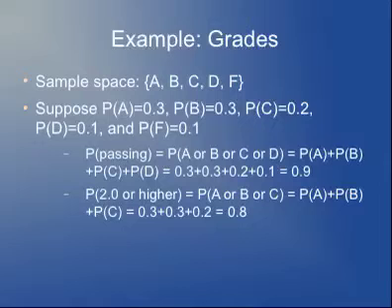Then the probability of passing, which is equal to the probability of A or B or C or D, is just the sum of the probabilities of the individual events, or in other words, 0.9. Likewise, if you wanted to find the probability of getting a 2.0 or higher, which would be the probability of A or B or C, that sums up to 0.8.